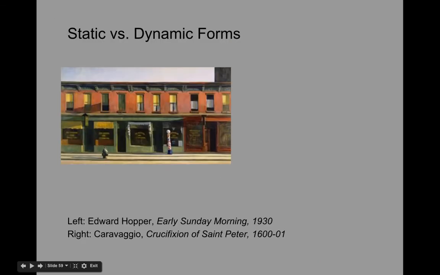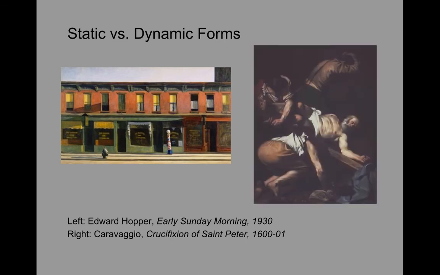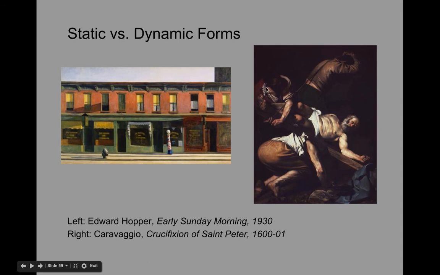Here again, this image by Edward Hopper is fairly static. It uses a lot of rectilinear lines, strong horizontals that feel very stable, and strong verticals, as opposed to this piece by Caravaggio with these diagonal axes across here, and you feel the motion of the raising of St. Peter's crucifix as he is being martyred. And so there's a very dynamic flow to this second composition.